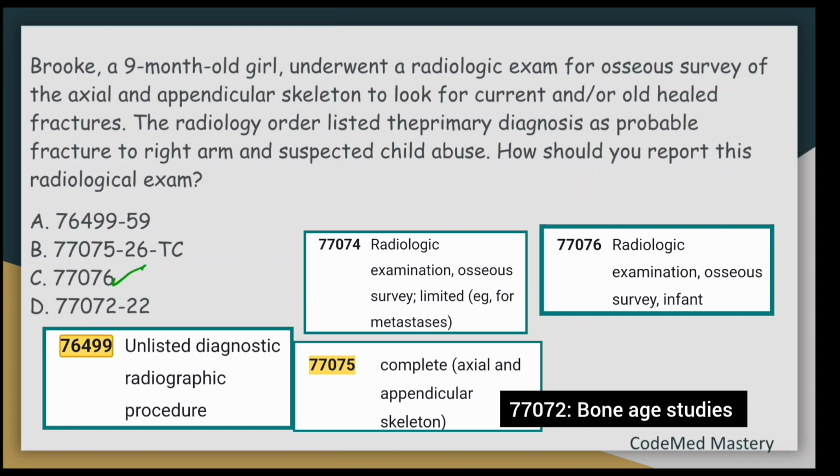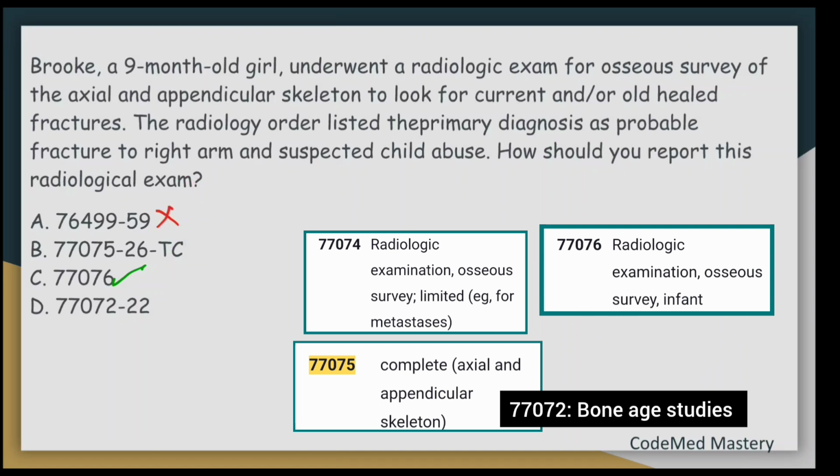Let us eliminate the other options. We'll eliminate option A, 76499, that is for unlisted diagnostic radiographic procedure. But we have the codes for osseous survey, right? So we need not code an unlisted procedure. So let us eliminate option A.